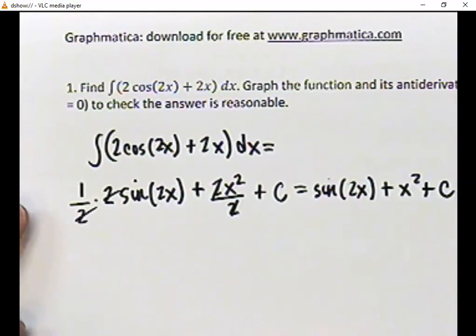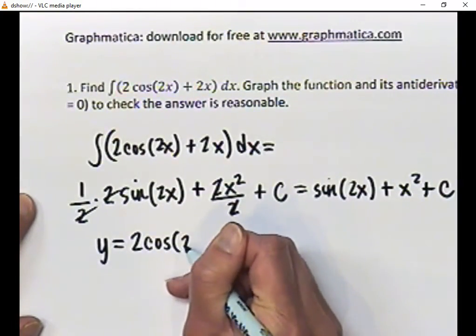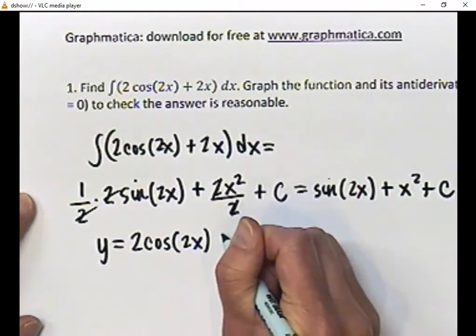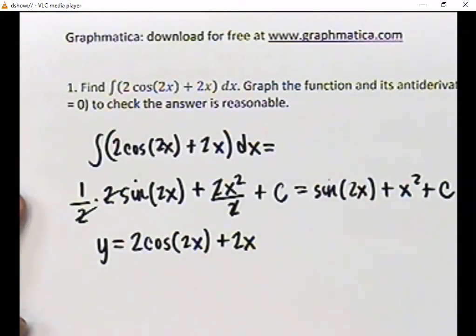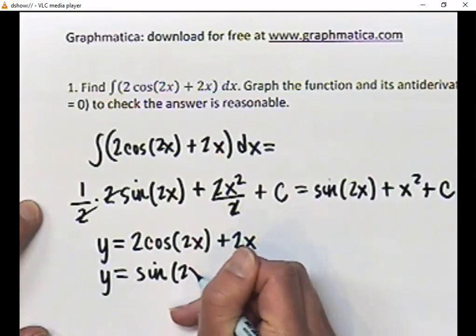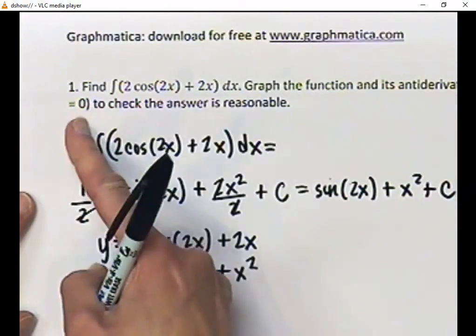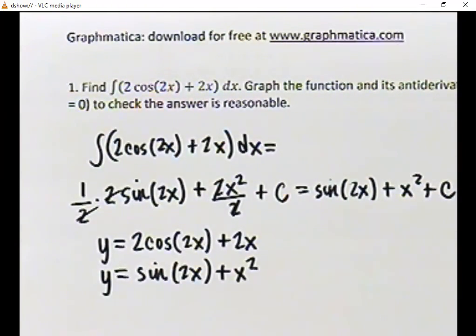That's its integral. So the two things you're going to want to graph are the original function, which was 2 cosine of 2x plus 2x, and then its antiderivative, its integral, which was sine of 2x plus x squared, and they say here to use c as 0, so you can leave that part off.